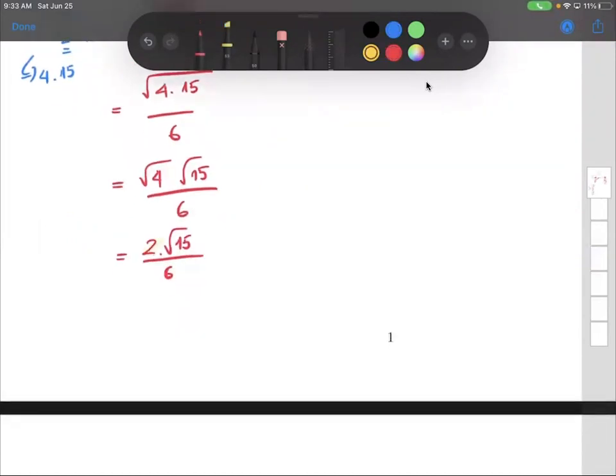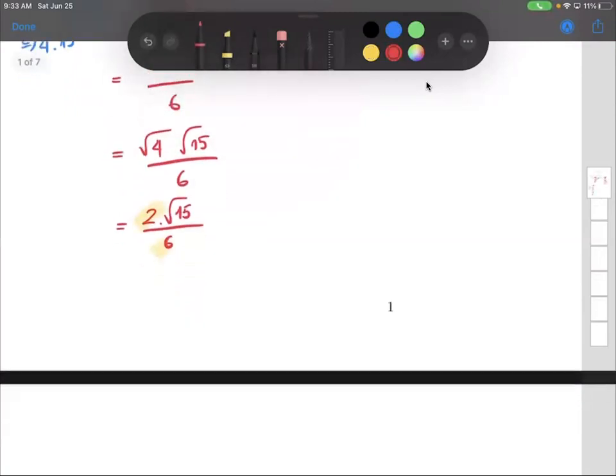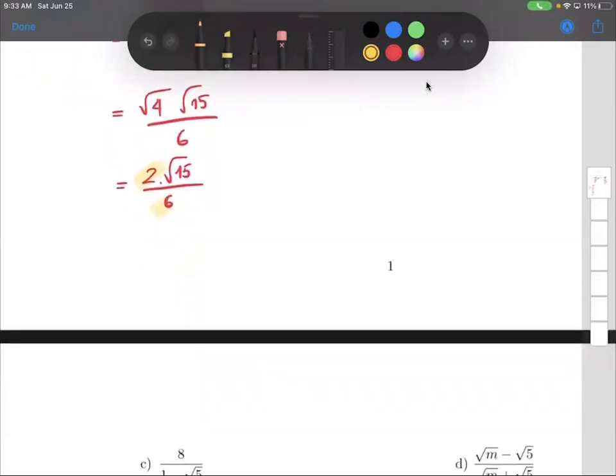Simplify the 2 with the 6. So 6 divided by 2 is 3, right? So it's going to be 1 over 3. Well, 1 times root 15 is root 15. So root 15 over 6. That'll be your final answer. We'll move it down here so I can box it up.